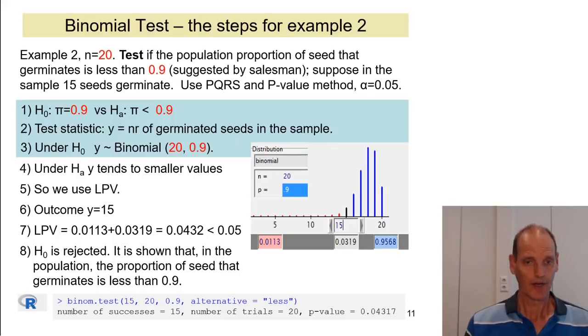If we would use R output, we could use binom.test, 15 successes, n is 20, and the success proportion under the null hypothesis is 0.9, and our alternative is less. Number of successes is 15, number of trials is 20, the p-value 0.043, as we saw before. So this result is completely in line with the PQRS output.